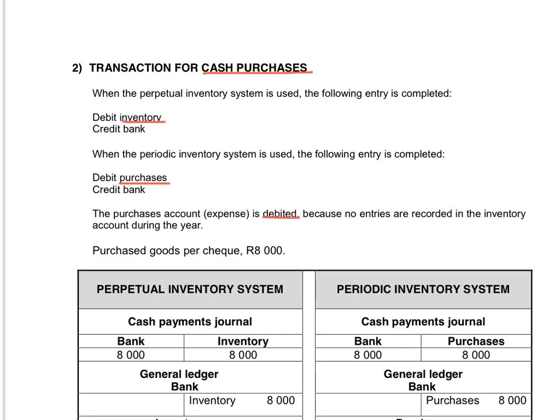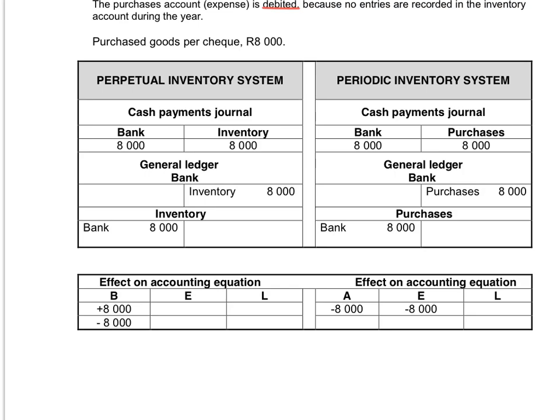We purchase goods for 8,000 Rand. In the cash payments journal, in the perpetual system, you will have an inventory column. In the periodic system, you will have a purchases column. In the perpetual, you will increase your assets on the debit side with 8,000. In the periodic system, you will debit your purchases with 8,000 because you increase your expenses.